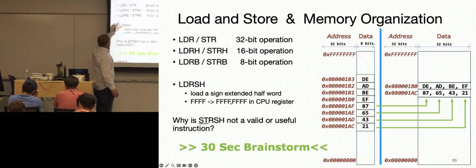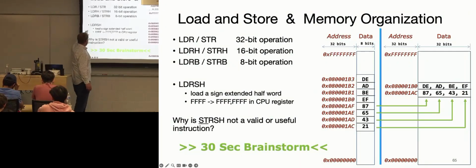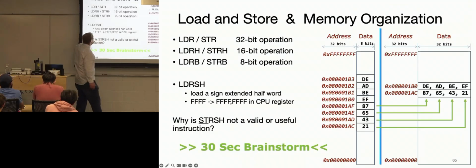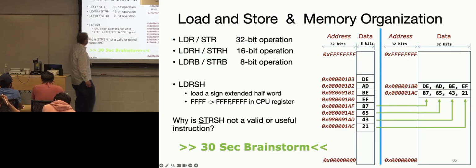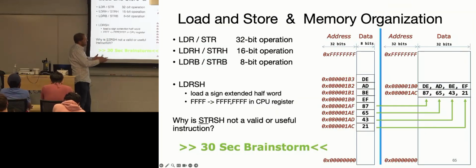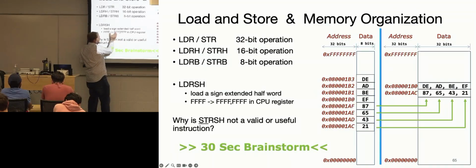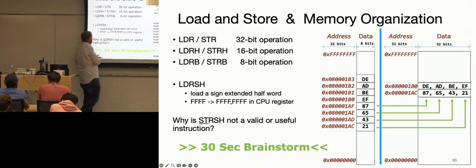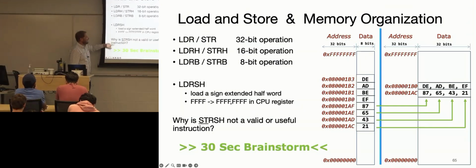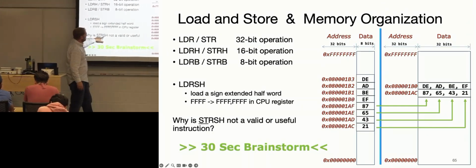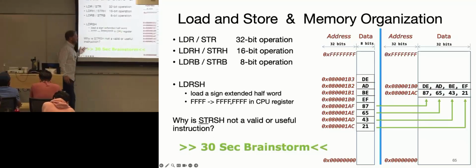So here we have 32-bit operations. Load register sign extend half word tells you that when you take it out of memory and place it in the register, it will do sign extension if that's what you've told it to do. That's nice. If you already know there's a signed number in there, you can pull it out, and it's convenient in the sense that when it lands in your register, it'll all be sign extended. My question to you is, why is store register sign extend half word not a useful or valid instruction?